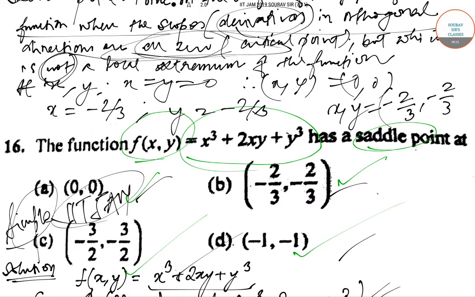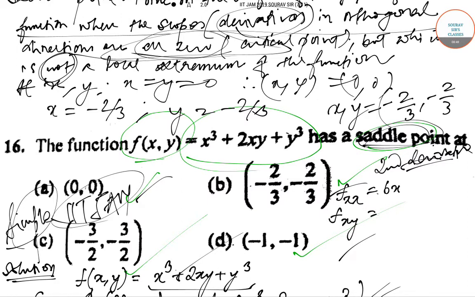Okay, now to get the saddle point, it is not yet over. Now we need to find this saddle point. Okay, we need to take the second derivative as well. So fx we have got, now we are doing fxx. fxx would be 6x. We will be doing fxy. So fxy would be 2. We will be doing fyy, that would be 6y.